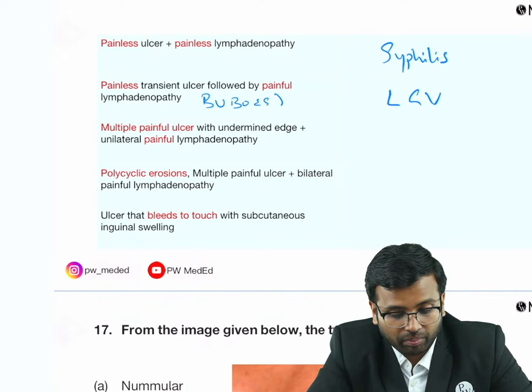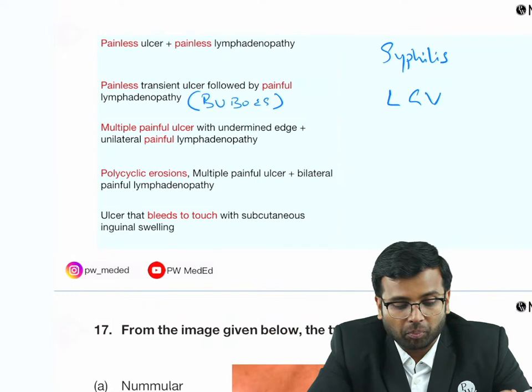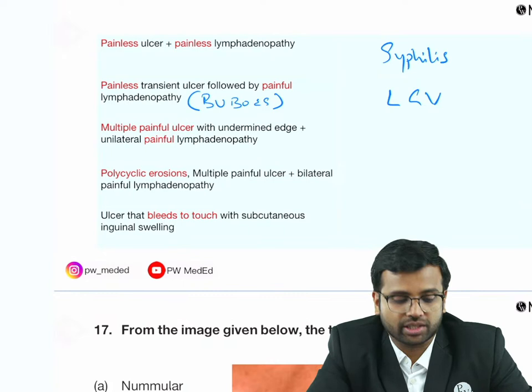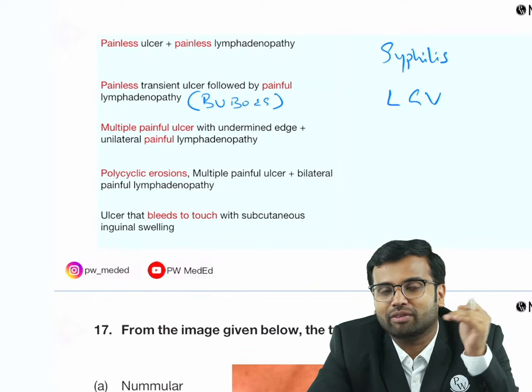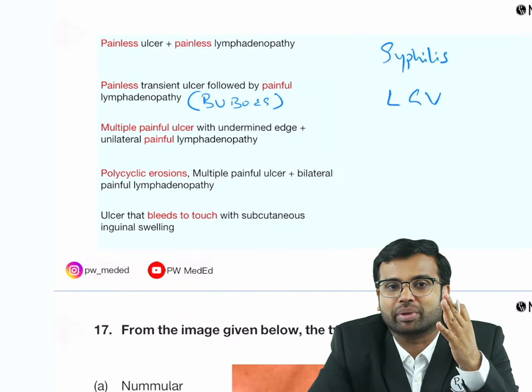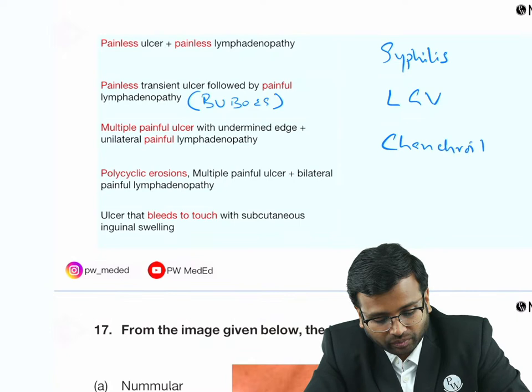Very good. Now the next one is multiple painful ulcers with undermined edges and a painful lymphadenopathy. So where do you find multiple painful ulcers with a painful lymphadenopathy? That is what we have discussed just now in this MCQ, that there is a painful ulcer, school of fish appearance, painful lymphadenopathy. This is called as chancroid.